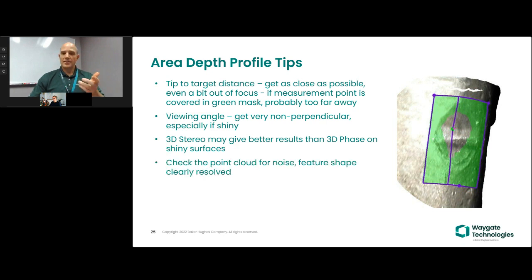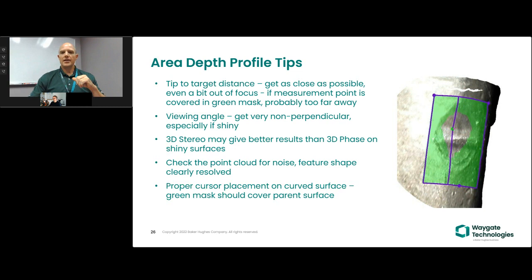Next, as always, when you're making measurements, you want to check the point cloud for noise that might be affecting your results. This is especially true with area depth profile because it's very good at choosing the tops or bottoms of noise bumps. So you want to make sure you're checking for that in the point cloud view. And especially for these smaller features, you want to make sure that the shape of that feature has been resolved and it's not just buried in a sea of noisy bumps.